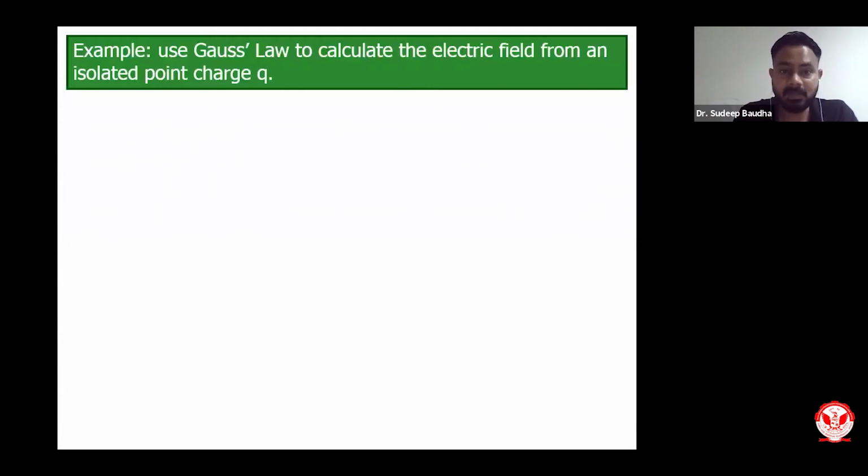So let us try to use Gauss law to calculate the electric field from an isolated point charge. If you all recall, we have done the same thing using our fundamental concept of electric field from a point charge at a distance r. We have done the mathematical calculation. I hope it was in the third or fourth lecture. So today we will try to use Gauss law to find out the electric field because of a point charge which is isolatedly kept in free space. Please remember, this is the case for free space.